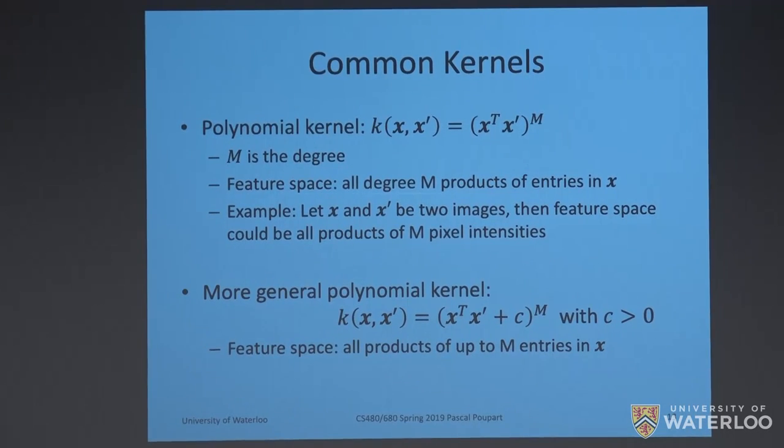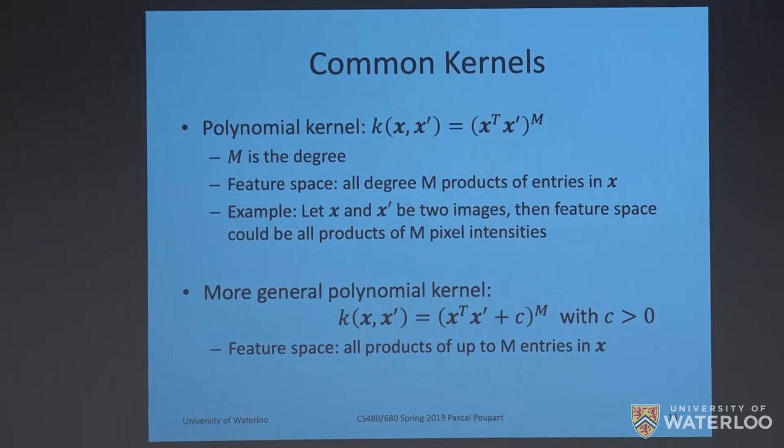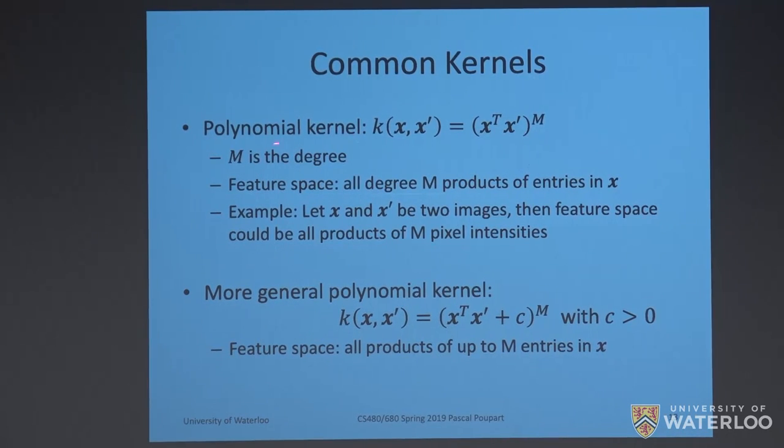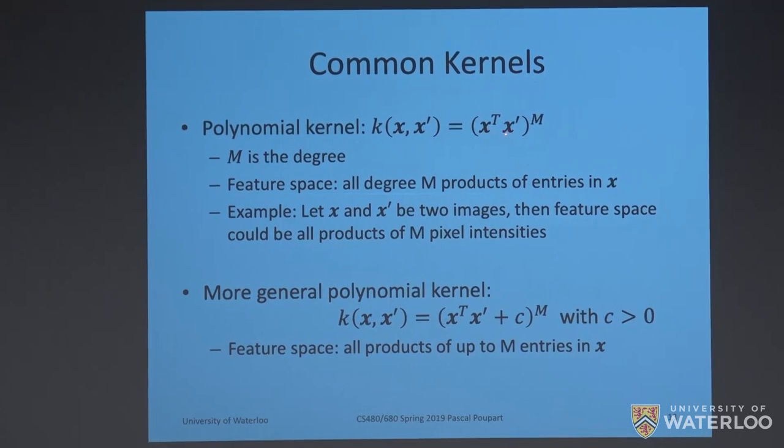Okay, so on this slide I've got a concrete example of a very common kernel known as the polynomial kernel. In its simplest form, it's essentially taking the dot product in the original space, so x transpose x prime, and then raising this to some power m.